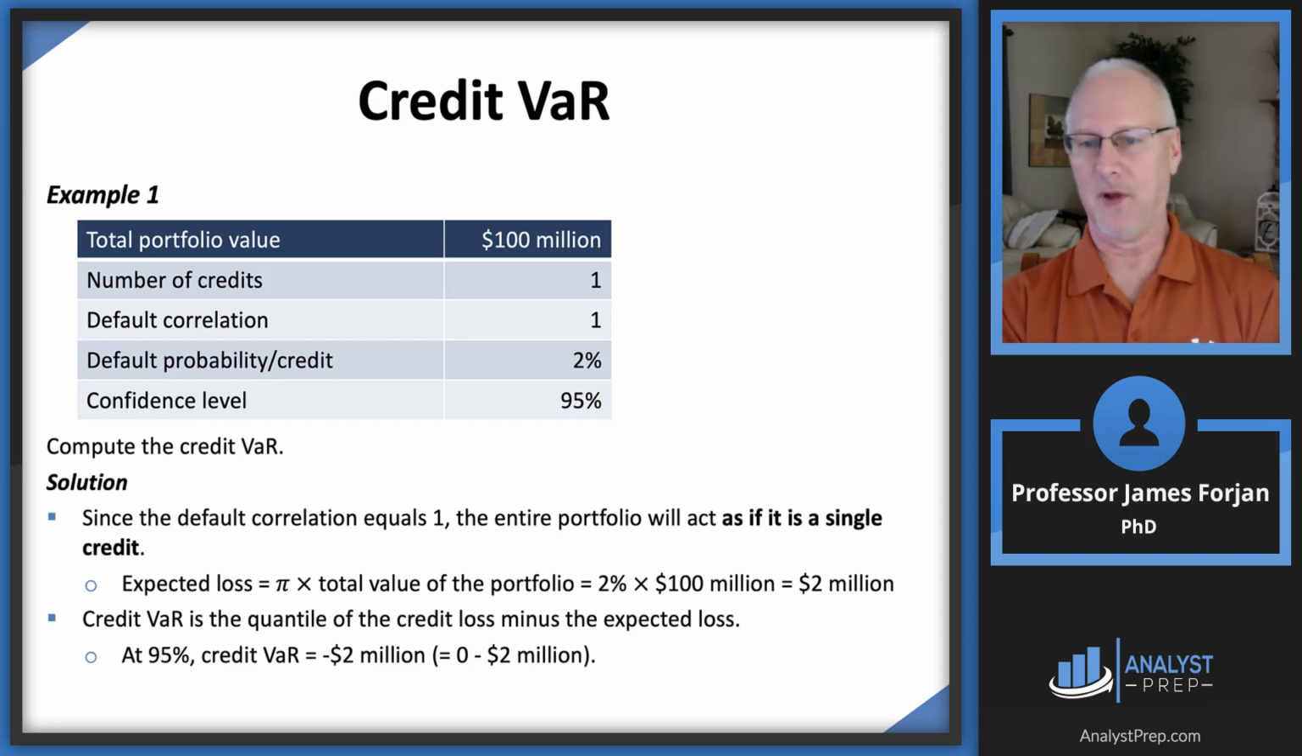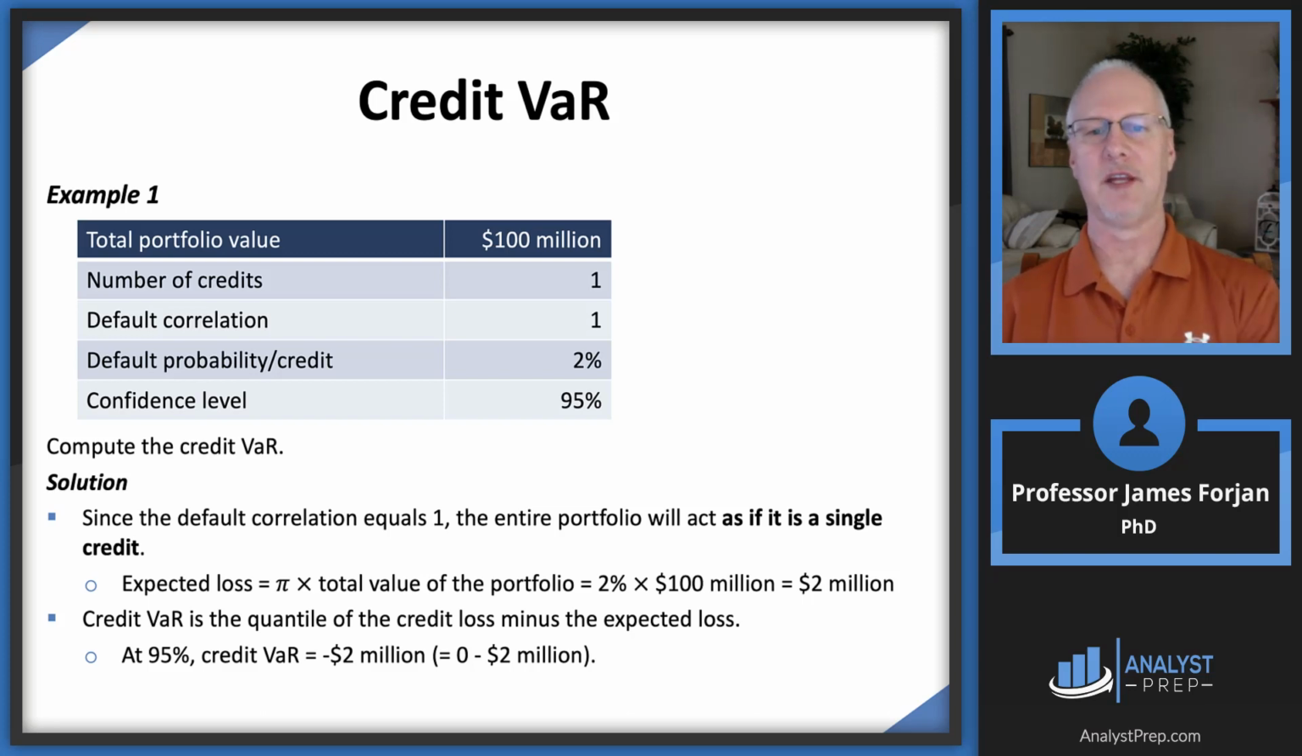The entire portfolio will act as if it is a single credit. So the expected loss is going to be the 2% times the $100 million portfolio value. That gives us $2 million. And so the credit value at risk is going to be the credit loss minus the expected loss. And remember, we're doing this at the quantile. So we're going to take 0 minus the 2 million, which gives us a credit value at risk of a minus 2 million. This is like a gain. So you can go ahead and calculate it, but it really is not too helpful.